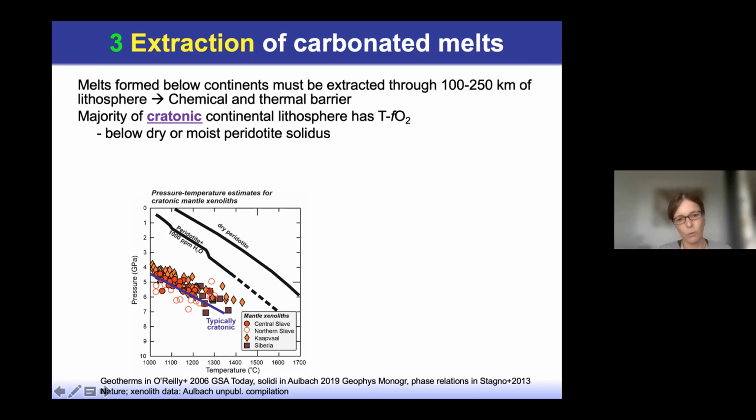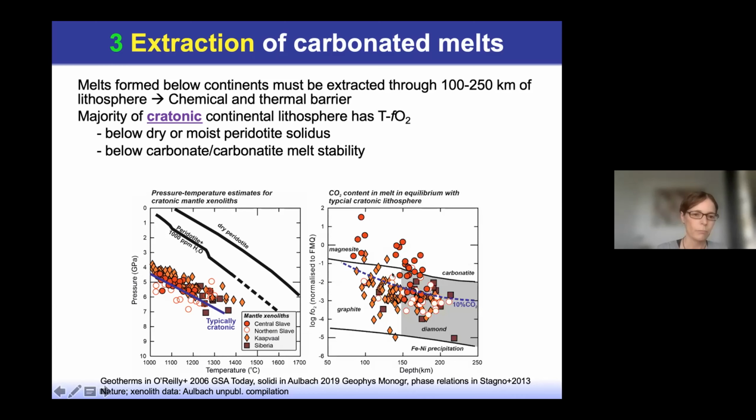So when you look at pressure versus temperature, you can see here again the two solidi I've shown you before, and you can see a typically cratonic geotherm, and you can see also some actual samples for cratonic lithospheric mantle xenoliths, and you can see that they are well below the solidus, so there's no melting here. In addition, when you look at oxygen fugacity constraints, this is the plot I've shown you before.